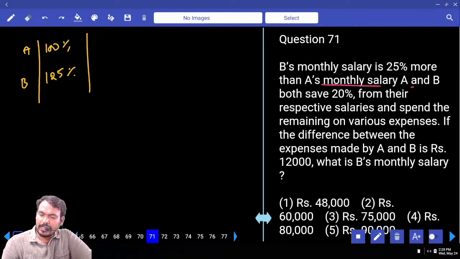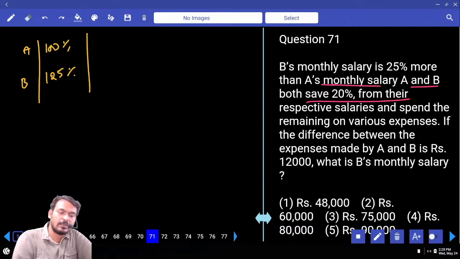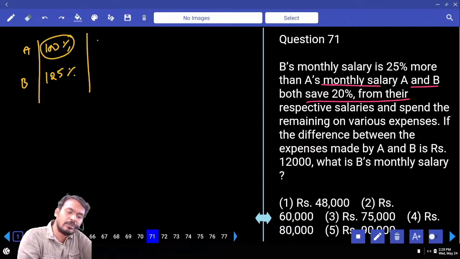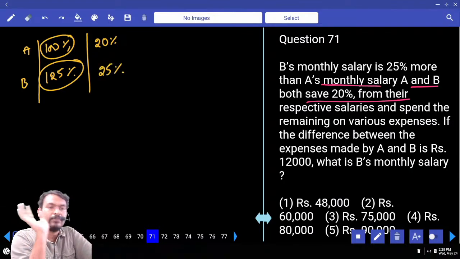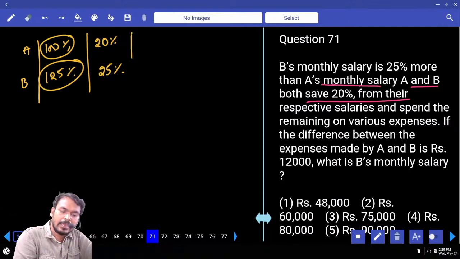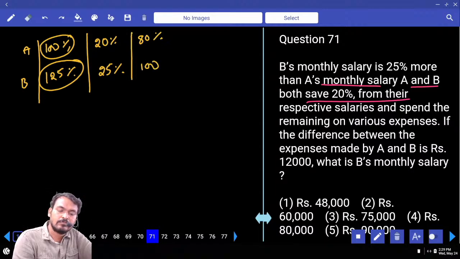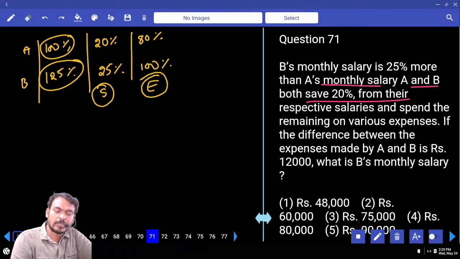A and B both save 20% from their respective salary. Out of 100%, the first one saves 20%. For the second one, out of 125, what is 20% of 125? 25%. A saves 20, B saves 25. What is A's expenditure? 80. B's expenditure 100. Okay, these two are savings, these two are expenditures, and these two are incomes.